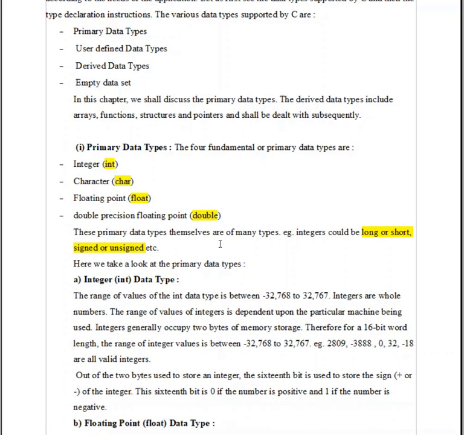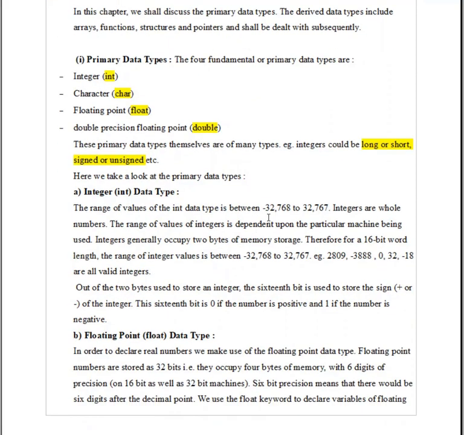Now these can further be of many types. Integer can be short, long, signed or unsigned, and the same applies to float and double also. First of all we will take a look at the integer data type. The range of the int data type is between this value and this value, and it is used to store whole number values.